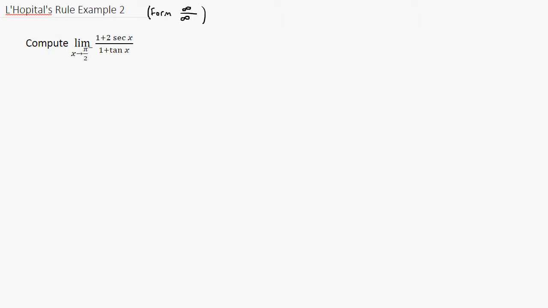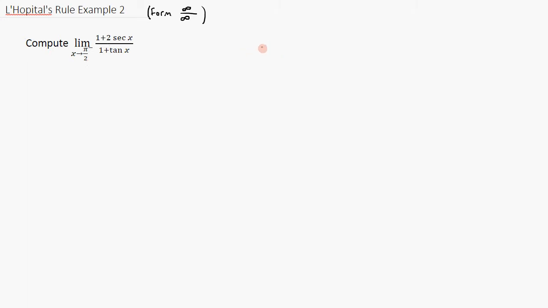In this example, we're going to apply L'Hopital's rule to compute a limit which has the indeterminate form infinity over infinity. Okay, so this is the limit we're trying to compute: the limit as x approaches pi over 2 from the left of the function 1 plus 2 secant x over 1 plus tangent x. Okay, so as usual, we check the limit first.